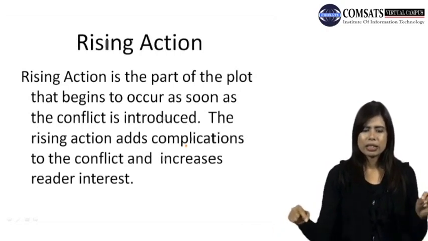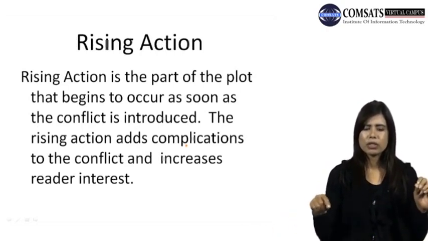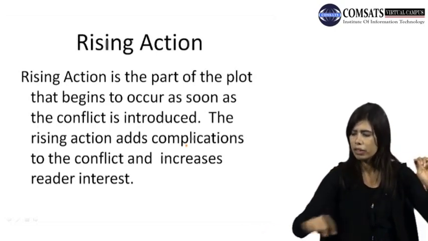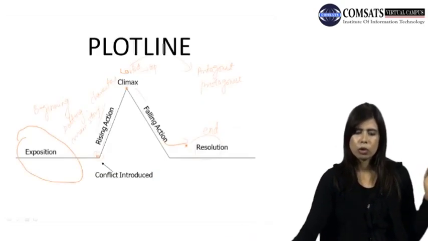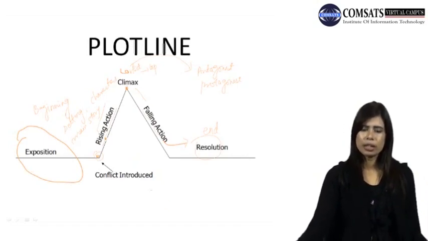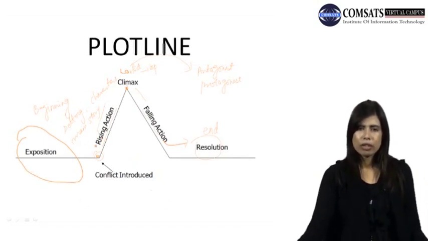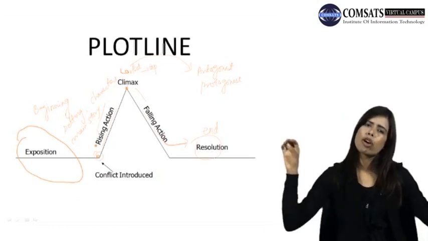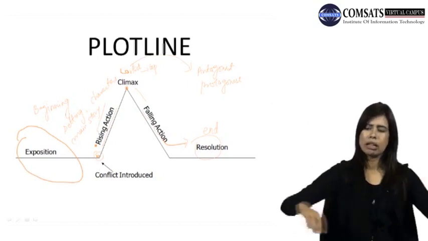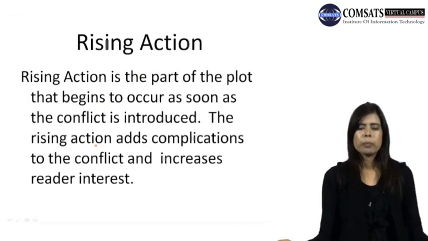The other one is the rising action, the part of the plot that begins to occur as soon as the conflict is introduced. So here you can see, previously when we were talking about the plot line, the rising action would take its place when the conflict is already introduced. When the writer introduces the conflict, then the next point is the rising action, okay.